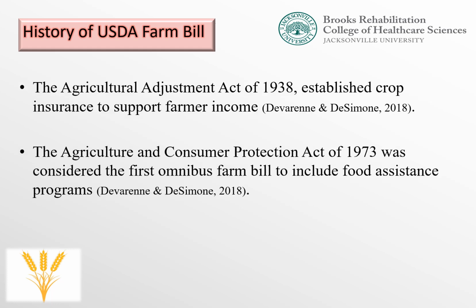The Agricultural Adjustment Act of 1938 established crop insurance to support farmer income. The Agricultural and Consumer Protection Act of 1973, after several bills were moved forward, was considered the first omnibus farm bill to include food assistance programs.